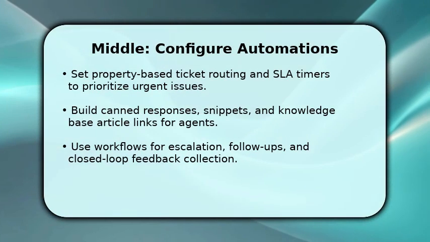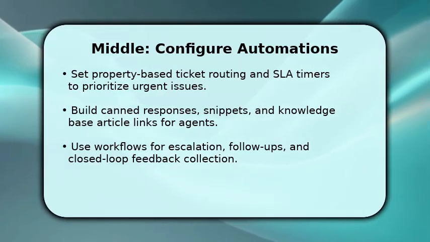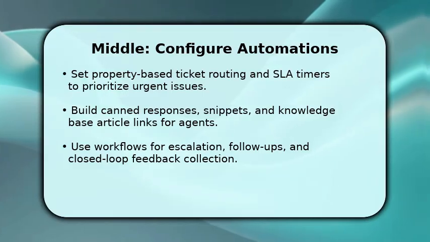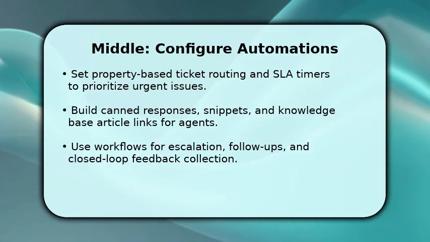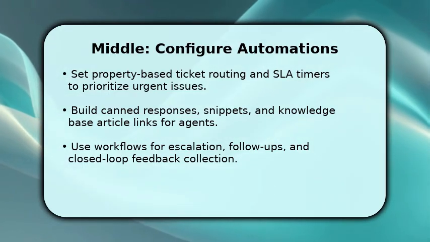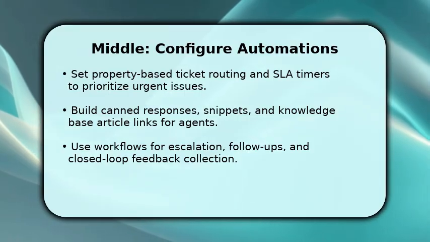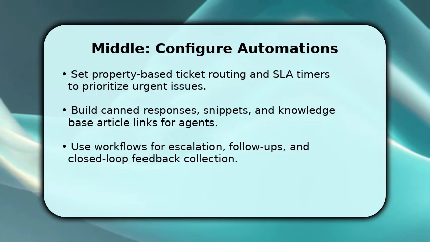Once your pipeline exists, focus on automation to reduce manual work. Configure property-based routing so tickets tag to teams by product, priority, or region. This speeds response time and ensures ownership. Then create snippets and canned replies tied to common issues and surface relevant knowledge base articles in the composer. Agents save minutes per interaction.